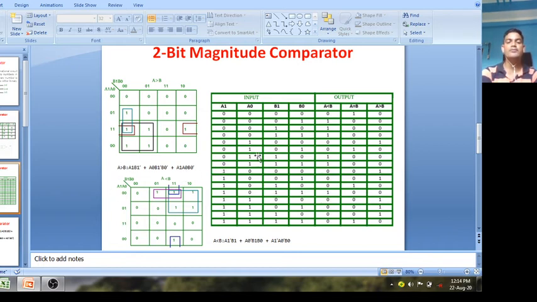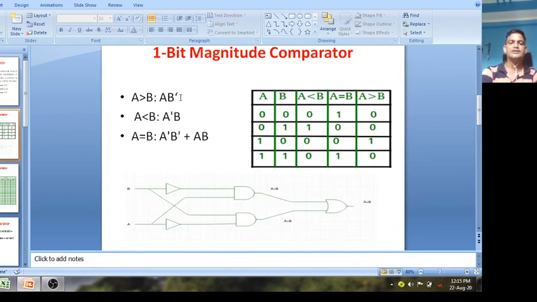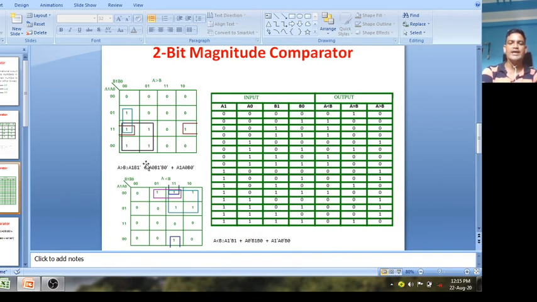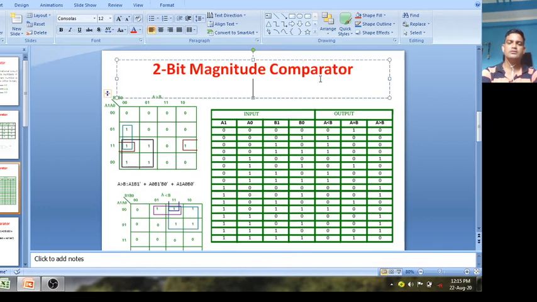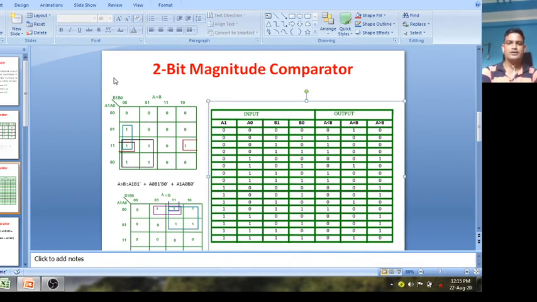And again, how will you remember? In case of a greater than b, what is the expression? This is a b dash. Complement is coming in b. So where b is, just put the complement: b1 dash, similarly b0 dash. Where b is coming, just put the complement. Okay, now come to a equal to b.